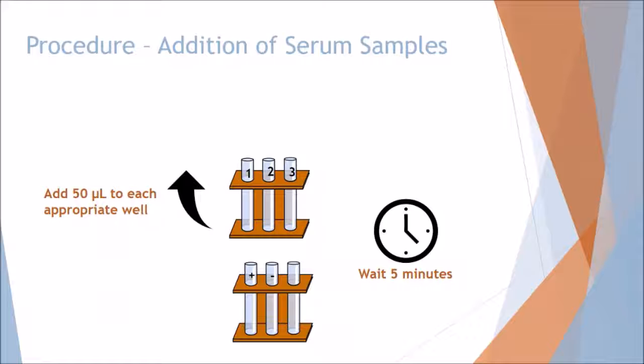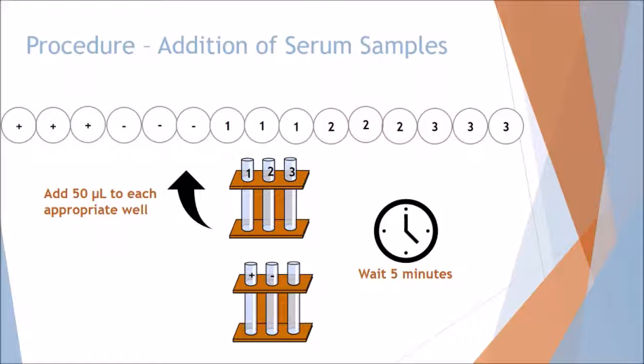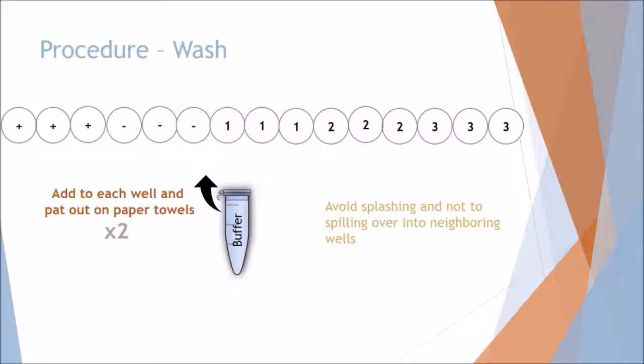So moving right along, now to our microwell plate, we want to add 50 microliters of each of our samples, 1, 2, and 3, and our positive and negative control to its respective wells, which we labeled earlier. So as we do that, we're going to wait for 5 minutes and move on to our next step.